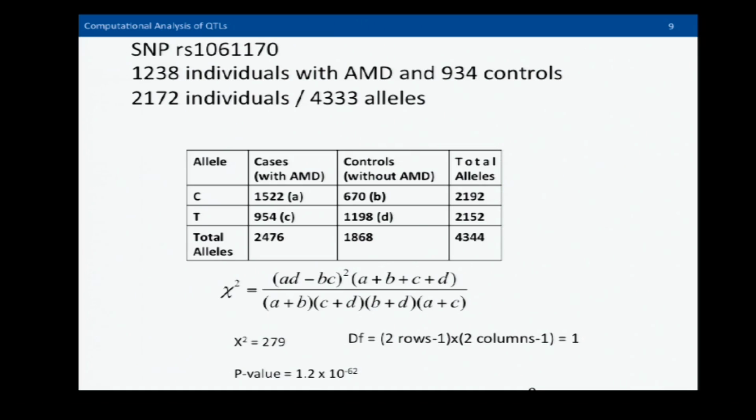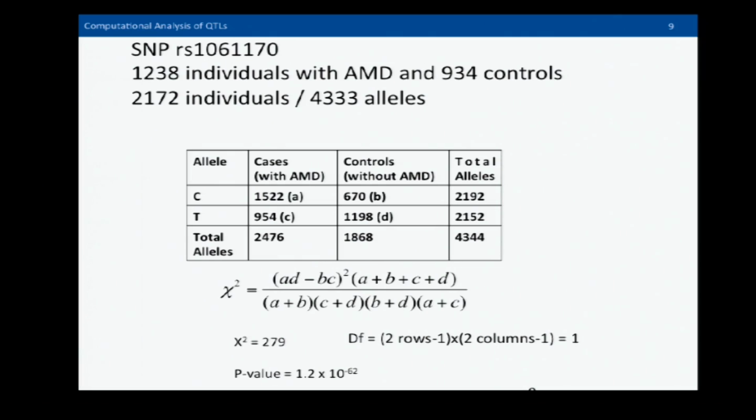So each person has how many alleles? 2, right? That's double the number of individuals. And the question is, are the C and T alleles associated with the cases or controls significantly? And so you can compute a chi-square metric on this so-called contingency table.